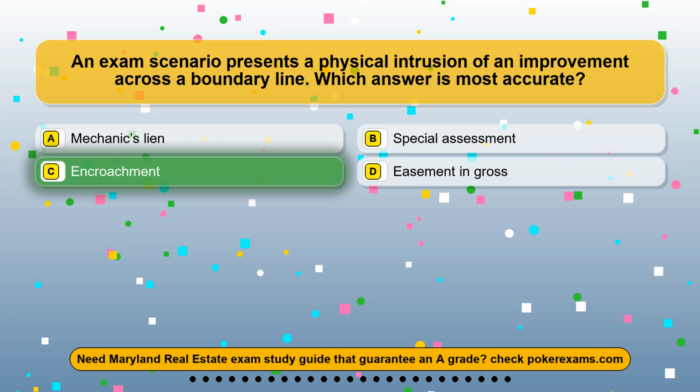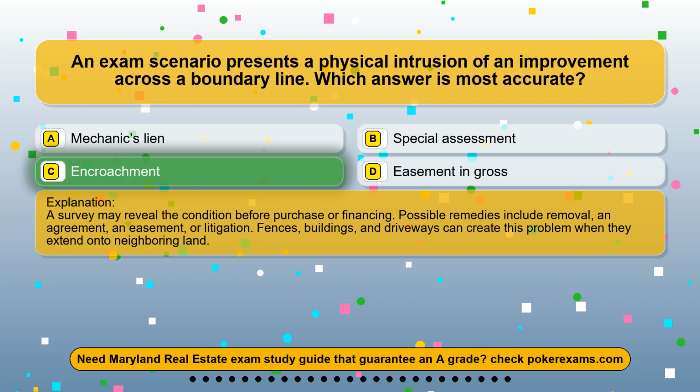The correct answer is option C, encroachment. A survey may reveal the condition before purchase or financing. Possible remedies include removal, an agreement, an easement, or litigation. Fences, buildings, and driveways can create this problem when they extend onto neighboring land.